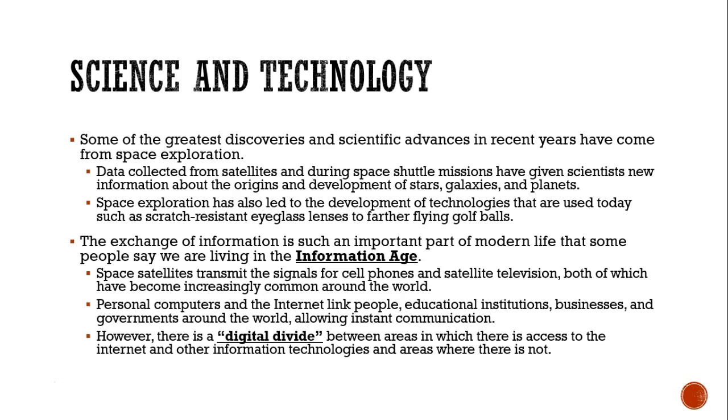We now have access to information in the blink of an eye. Space satellites transmit the signals for cell phones and satellite television, both of which have become increasingly common around the world. Personal computers and the internet link people, educational institutions, businesses, and governments around the world, allowing for instant communication. If you send a text message in the United States, it'll automatically be sent to anywhere in the world. However, there is a pretty big digital divide between areas in which there is access to the internet and other information technologies and areas where there is not.